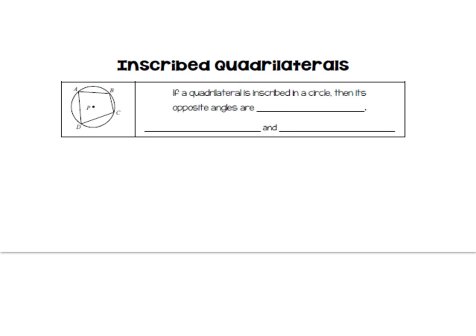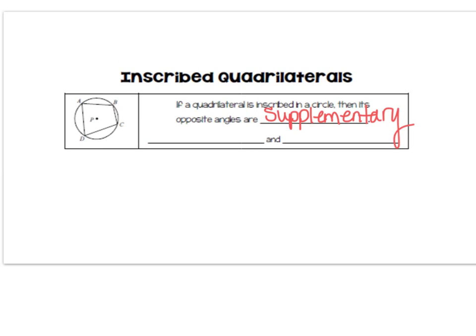This lesson is about inscribed quadrilaterals. A quadrilateral is a four-sided figure, and the four-sided figure is going to be inside the circle. If a quadrilateral is inscribed inside the circle, then its opposite angles are supplementary. What does that mean? That means that angle A plus angle C equals 180, and angle D plus angle B equals 180 as well. So this is the formula we're going to be using for this material.